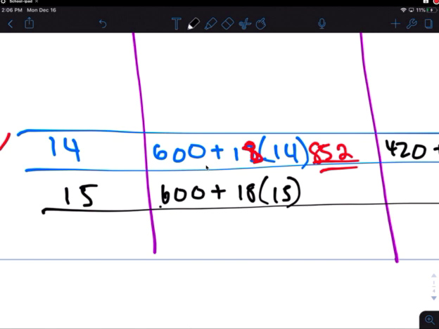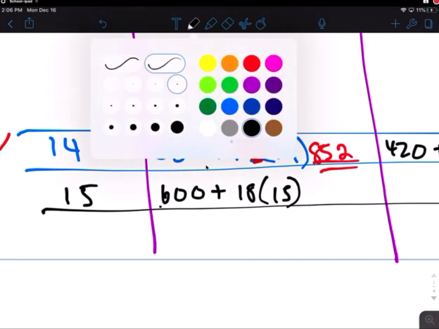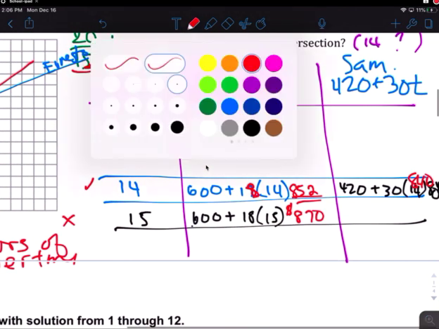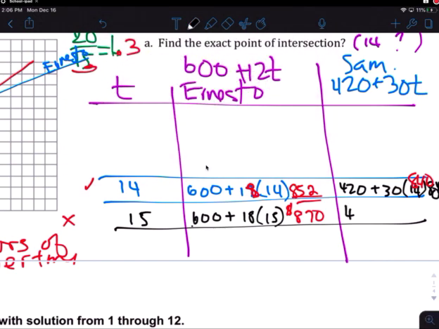Okay, so you get 600 plus 18. Multiply 18 times 15 first, and then add to 600, and then you get $870. Okay, you do the same for Sam. Sam is 420 plus 30 times the 15, right?